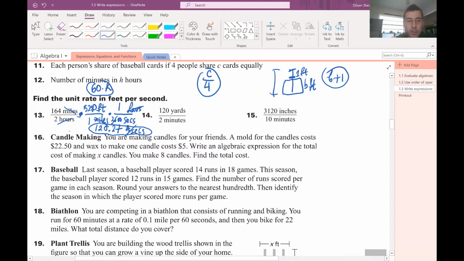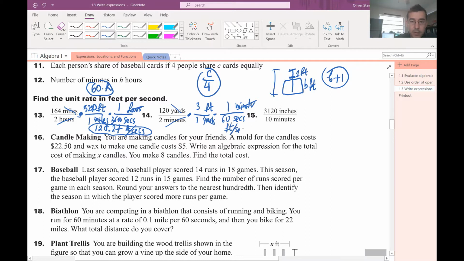Okay, next one. We need to get feet over seconds. So we need to get feet here over seconds, right? So minutes we have here in the denominator. So we need to get minutes here in the numerator, so they cancel out. 1 minute has how many seconds? 60. And then yards have to cancel out with yards. So 1 yard has 3 feet. So now yards and yards cancel out, minutes and minutes cancel out. We end up with feet over seconds.